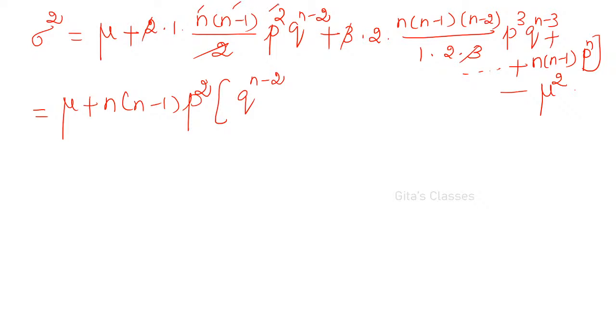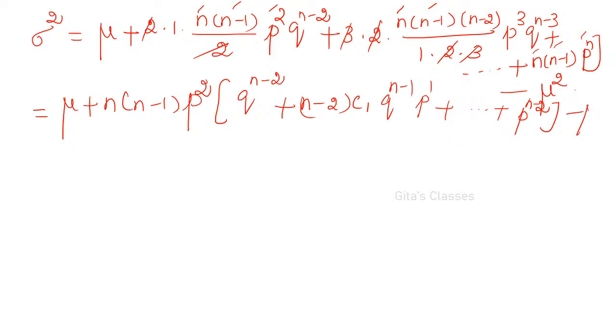N minus 1 has come out, p squared has come out, only q power n minus 2 plus. And here n has come out, n minus 1. What is remaining? n minus 2 C1 I can write. Even 2 will get cancelled. So n minus 2 C1 into q power n minus 3 into p power 1, plus etc. N has come out, n minus 1 we have taken outside and p squared we have taken outside. So what will be remaining?